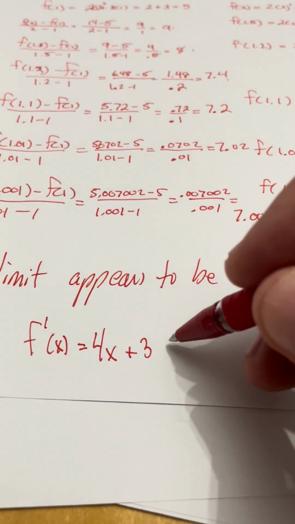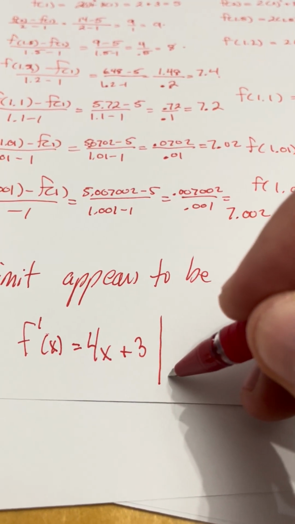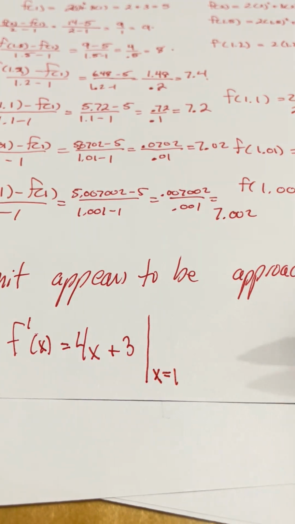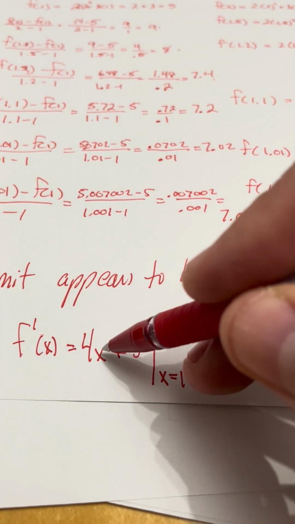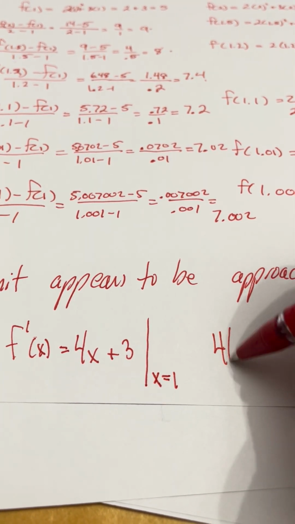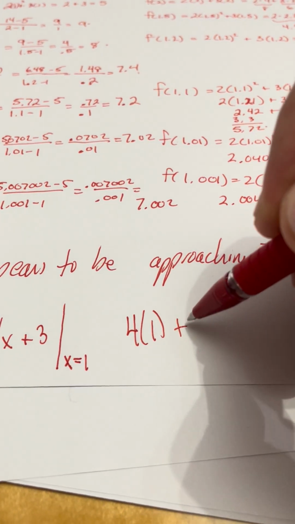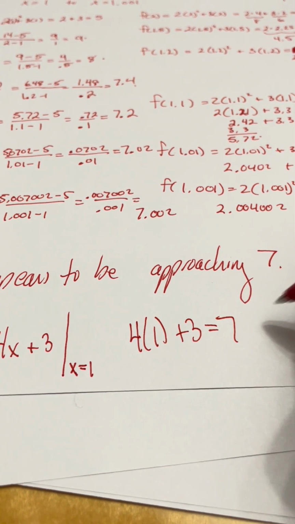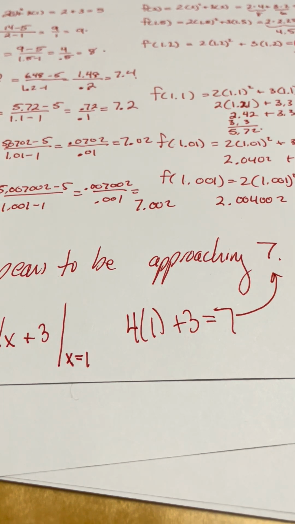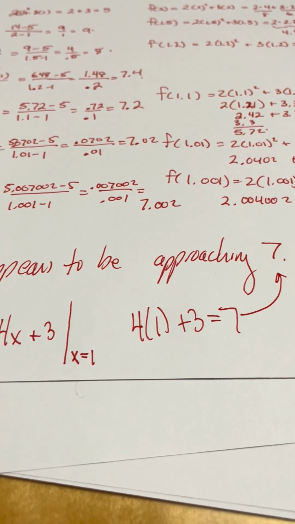And since we're trying to find the derivative at x equals 1, we're going to plug the 1 in there. So we really have 4 times 1 plus 3, which equals 7. And we go, aha, it does work. Okay, hopefully that helps.